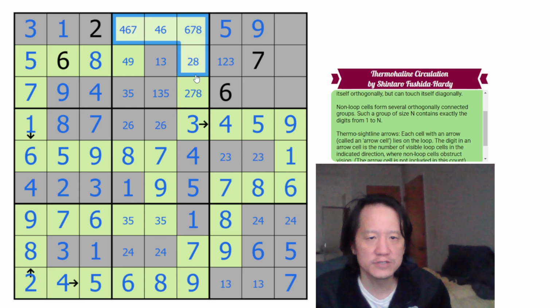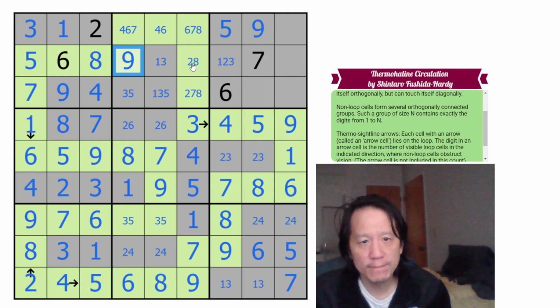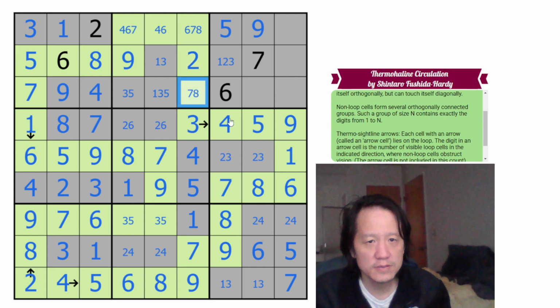Where's the 9 in box 2? The only possibility now is this cell. So therefore, that's a 9. This can't be 8, so this must be a 2, which means this can't be 2. So this can't be 2. What's the last digit there? In row 2, it has to be 4. So that's a 4, which makes this a 2, which makes that a 4.